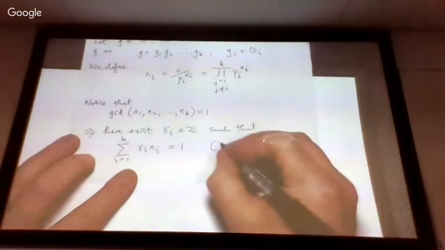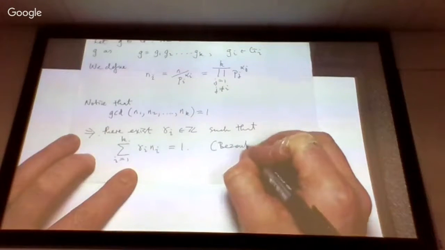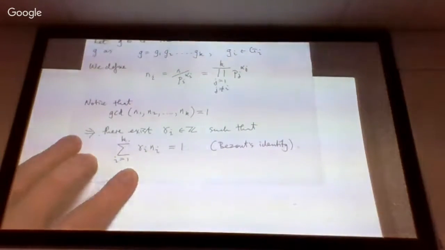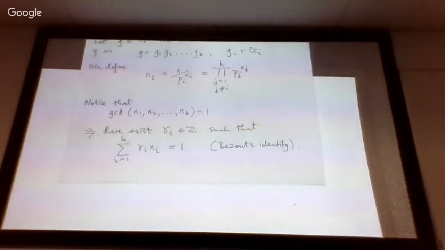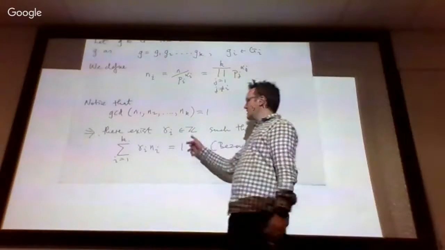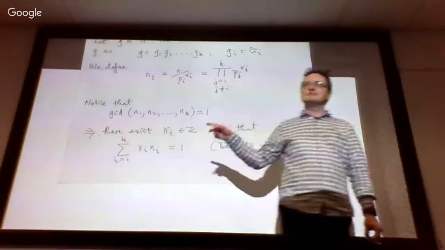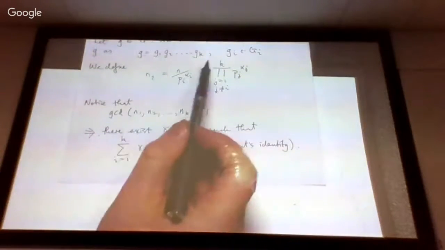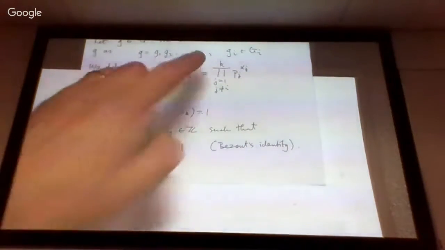This is what we call Bezout's identity. Remember that? We normally encounter it for just a pair, but equally well it holds for any number. And this gives us a really interesting way of writing 1. Remember, this is what we're trying to prove: that we can find these elements gi.